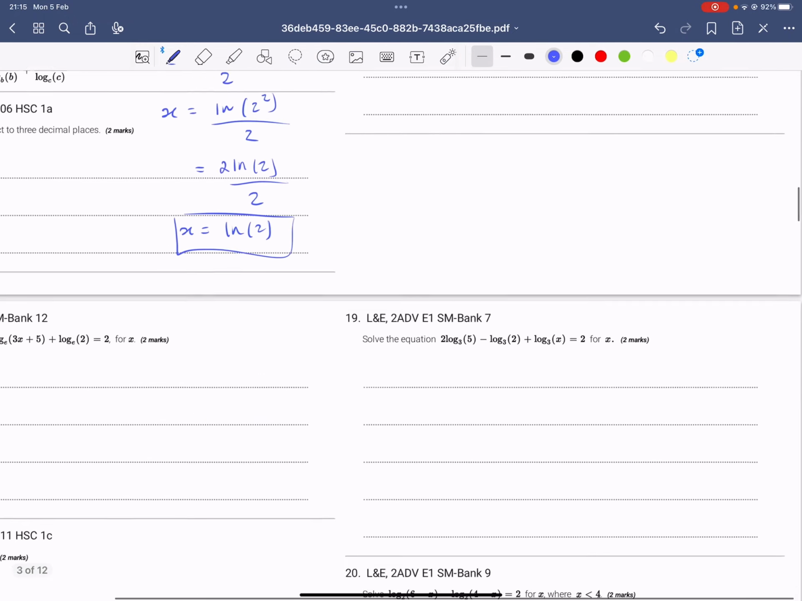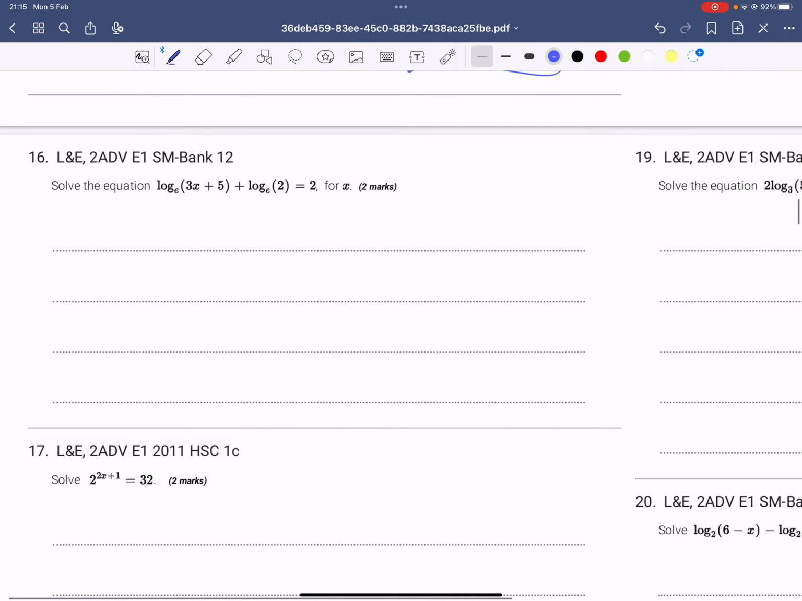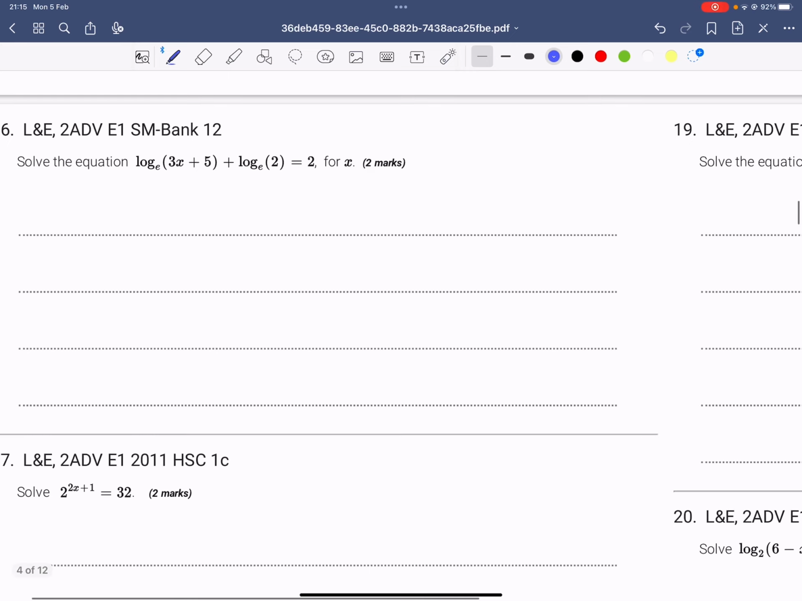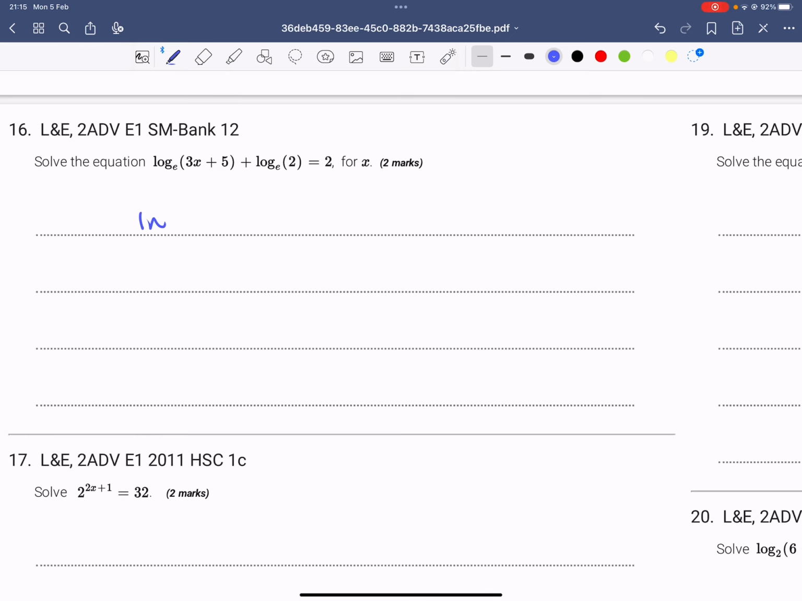That's not a logarithm one. We'll do this one. Solve the equation log base e, so ln of 3x plus 5 plus ln of 2 is equal to 2. We're going to use our rule of addition of logarithms. When we add logs of the same base, that's the same as saying multiplying them.